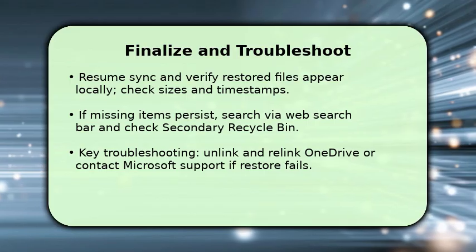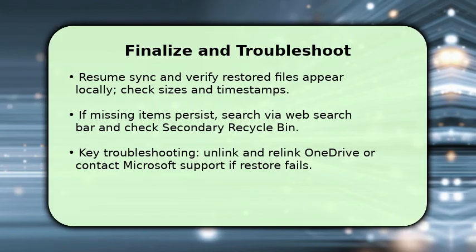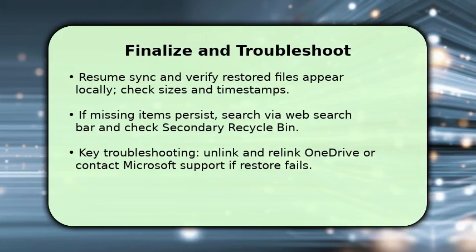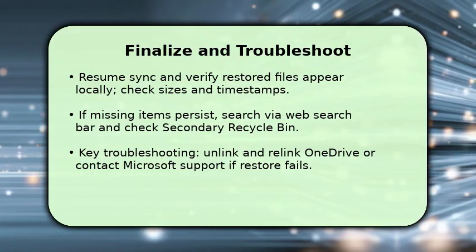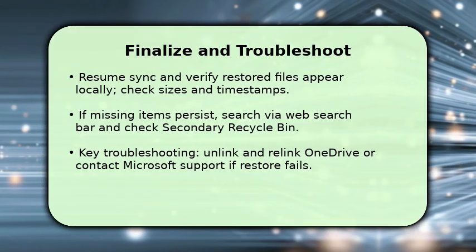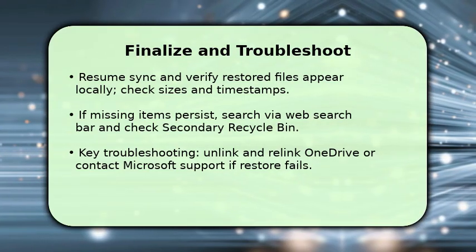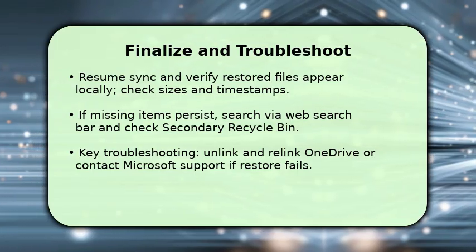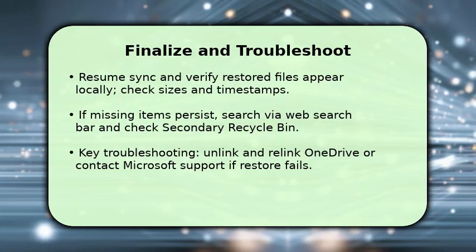If some files are still missing, use the web search bar, inspect the second stage recycle bin, and check version history again. If sync errors continue, unlink and relink your OneDrive account or reinstall the client. This clears sync tokens. If a complete restore fails or you suspect corruption, contact Microsoft support promptly and provide dates and restore logs for faster resolution.